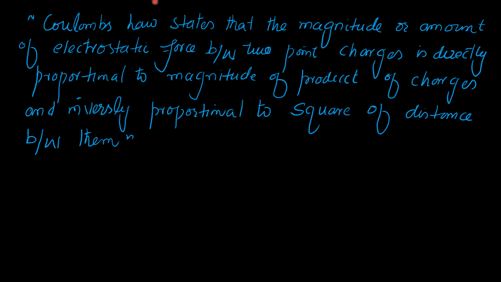So this will let me elaborate on Coulomb's law of electrostatics. Coulomb's law states that the magnitude of force between two point charges when they are at rest is directly proportional to the magnitude of the product of charges and inversely proportional to the square of the distance between them. Suppose that we have two point charges, one positive and the other also positive, and these charges are separated by distance r.